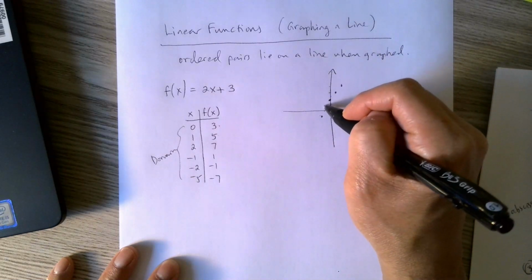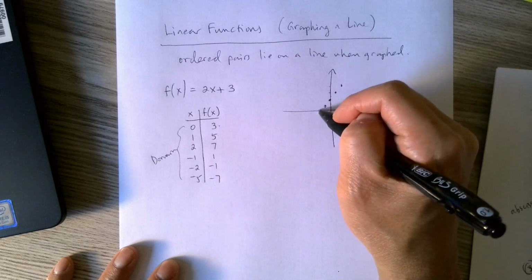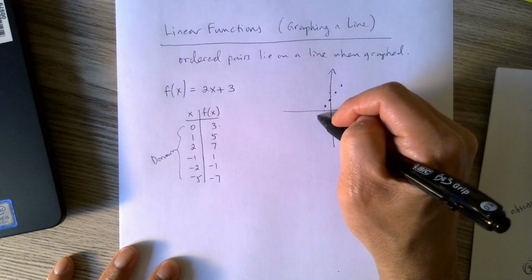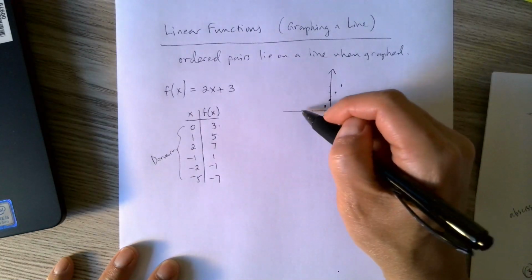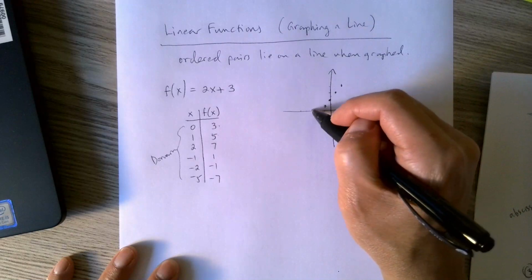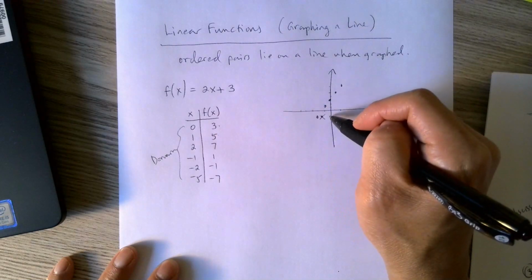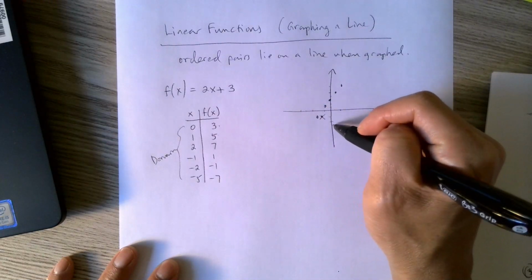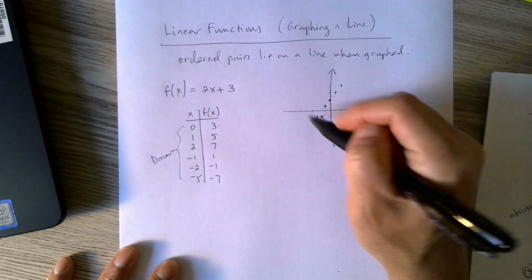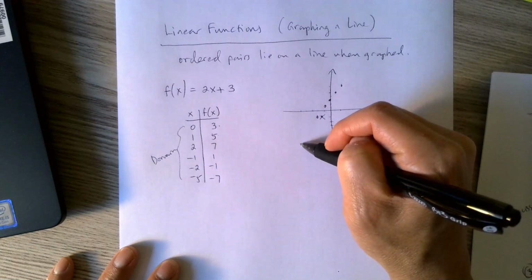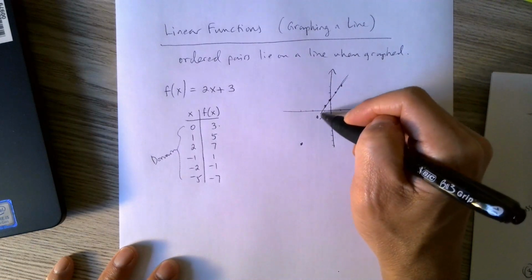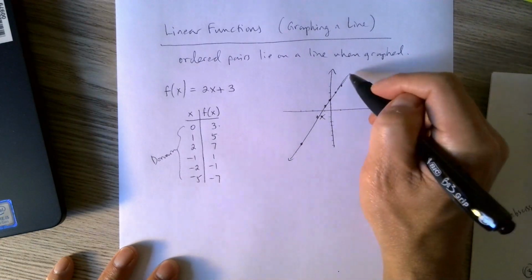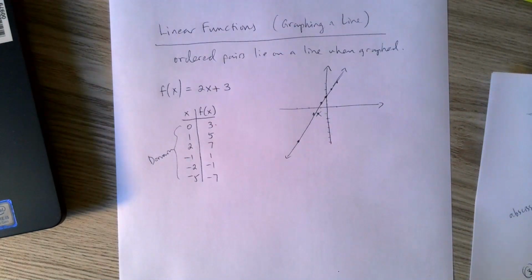Oops, that should be here. Okay, ignore that one. Okay, so I plotted as best I could, and I do get something that resembles a straight line.